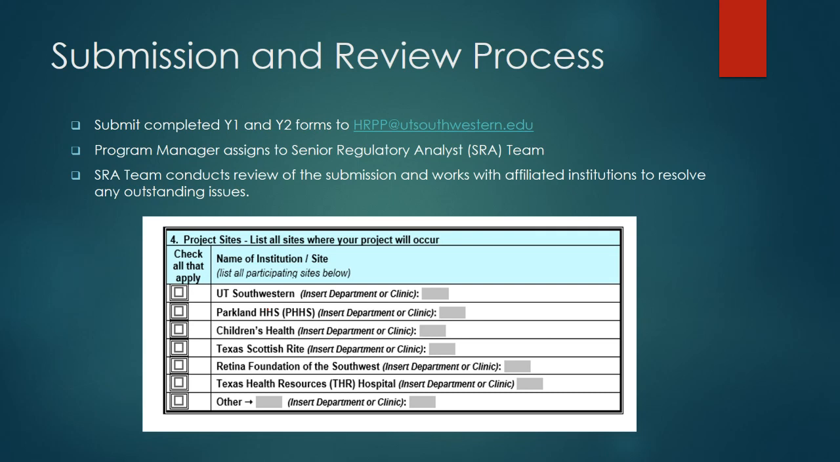Okay, so when you are ready to make a submission to us, you complete your Y1 and Y2 forms and email it to hrpp@utsouthwestern.edu. The program manager will assign it to the senior regulatory analyst team. So the senior regulatory analyst team are the ones that are responsible for the Y1 and Y2 submissions, myself included. We would conduct the review of the submission and work with any of the institutions listed here in the first page of the Y1 and Y2 forms.